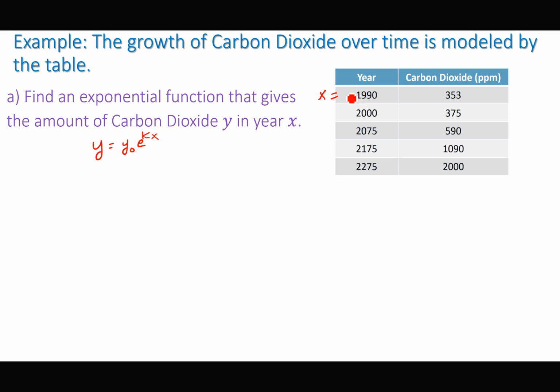Let's start with a baseline of 1990 and consider that year 0. So x equals 0 is going to represent 1990, and I'll be going from 1990. So 2000 would be x equals 10, because it's 10 years past 1990. Starting to create my function, my y sub 0 is this initial amount, 353, e to the k times x.